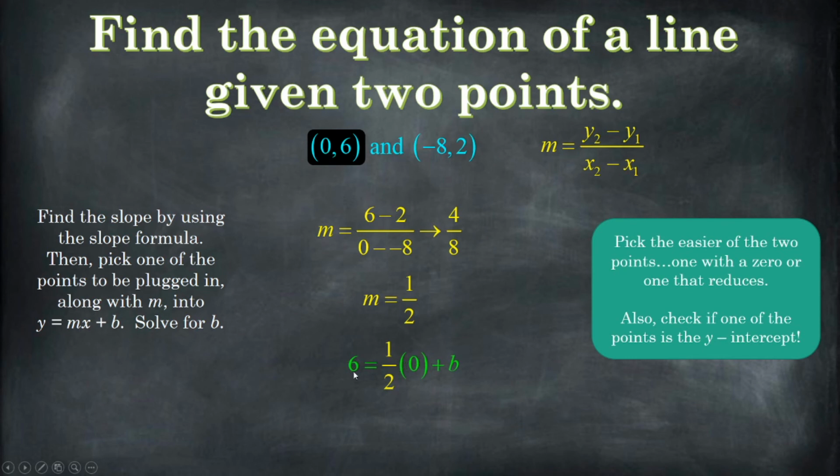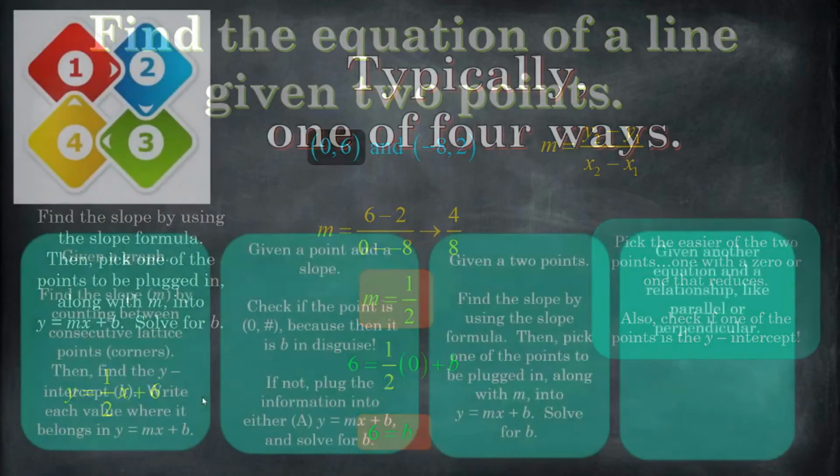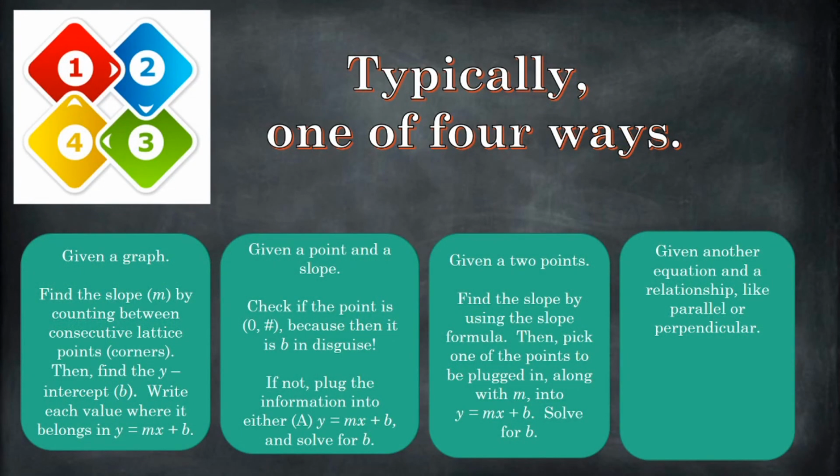So 6 is y, 0 is x. 0 times 1/2 is 0. b equals 6. Just make sure you write your answer every single time, though. No matter what information they give you, you're looking for the slope and you're looking for the y-intercept. Make sure you write your answer. Boom, you're done. So let's get on to the last one.